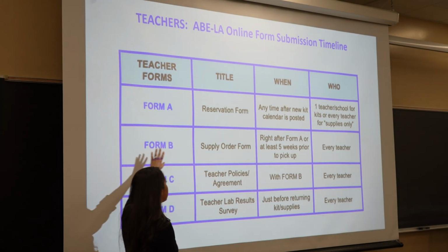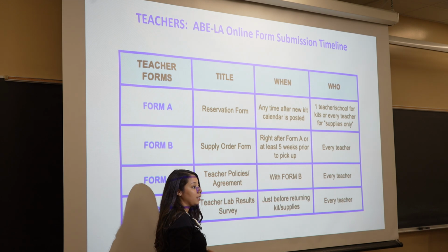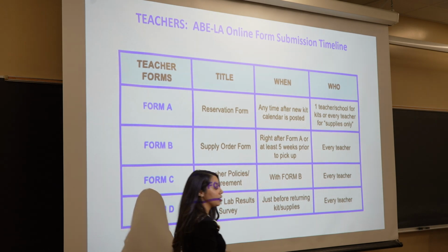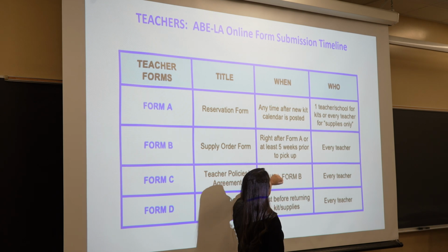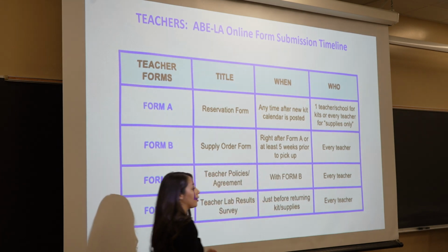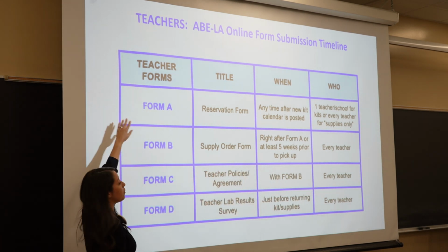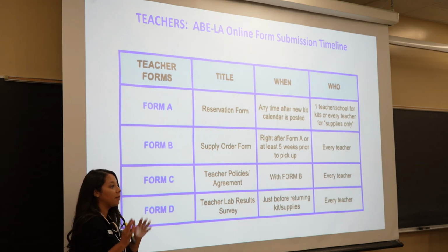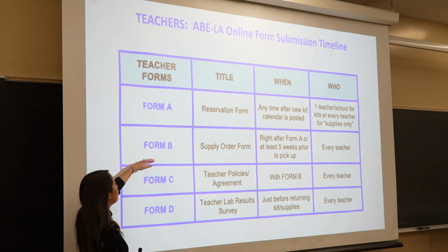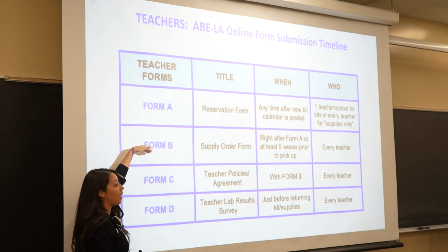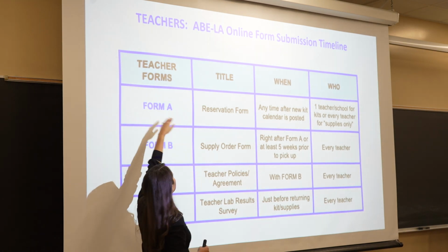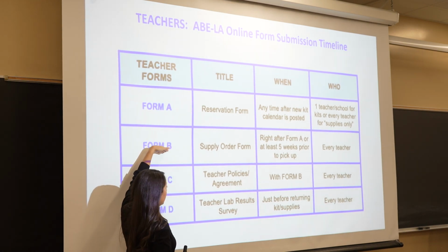Form B is the supply order. This is where you tell me everything, the nitty-gritty, how many students, all of that information. When? Right after Form A, or at least 5 weeks prior to pickup. So you can do Form A, just reserve, and then maybe a day or two later do Form B, or you can do it right after Form A. I find it a lot easier doing it right after Form A.